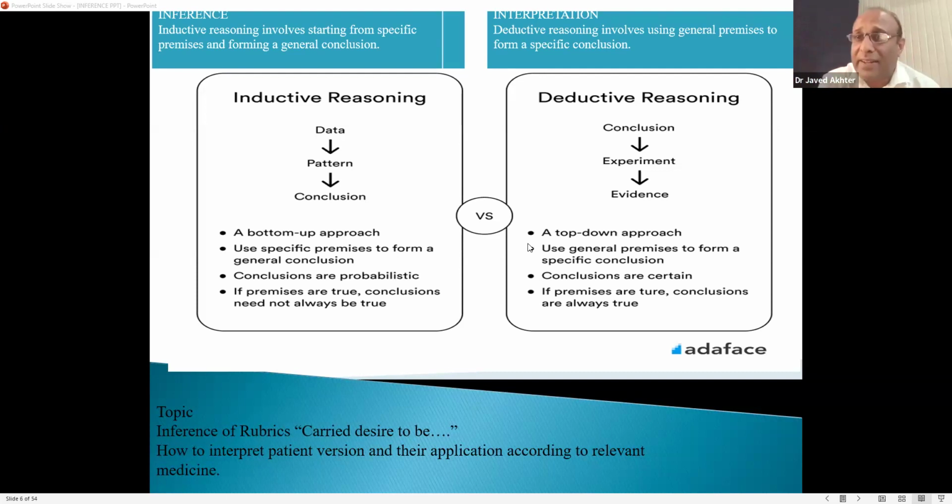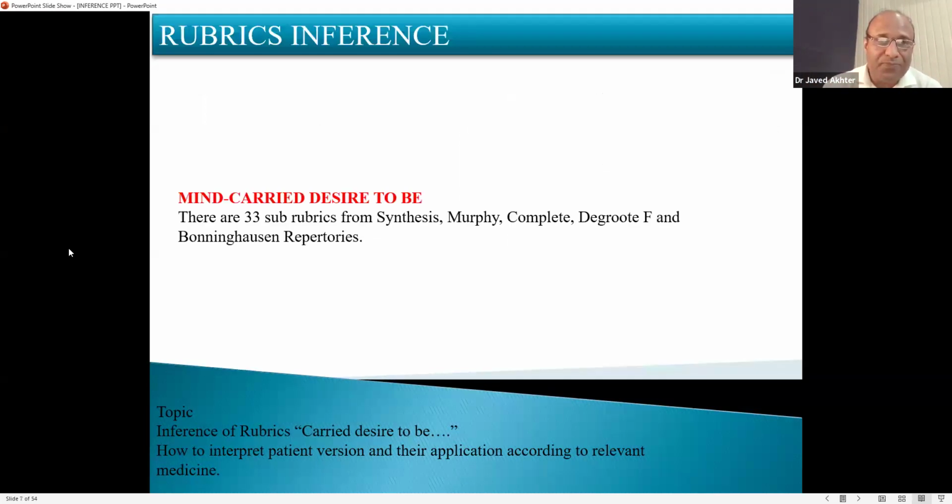And what is the other thing? Deductive reasoning. This is an interpretation. After this, we can interpret too. When the data has come to us, we can interpret it. This is called deductive reasoning. Here the first is the conclusion, second is the experiment, and third is the evidence. It is a top-down approach. It uses general premises to form a specific conclusion. Conclusions are certain if its premises are true. Conclusions are always true. This is basically the difference between them.